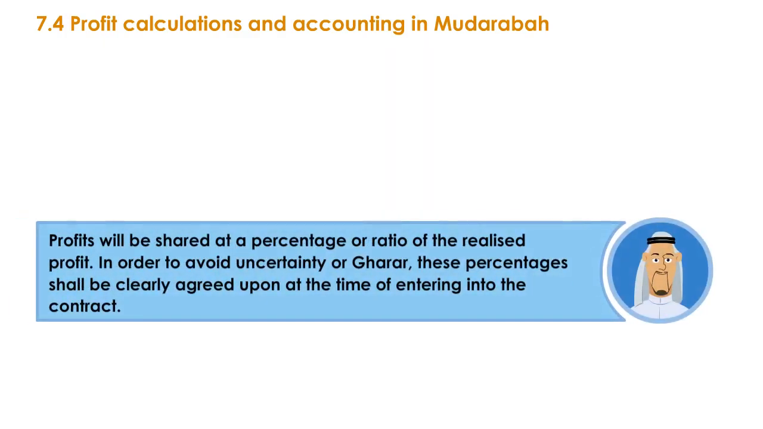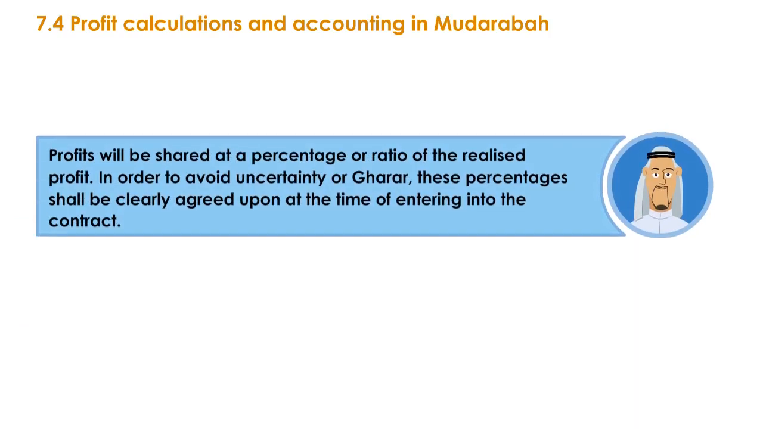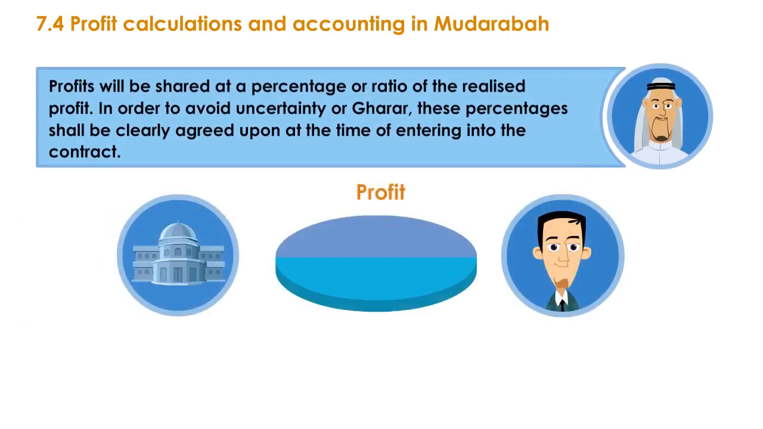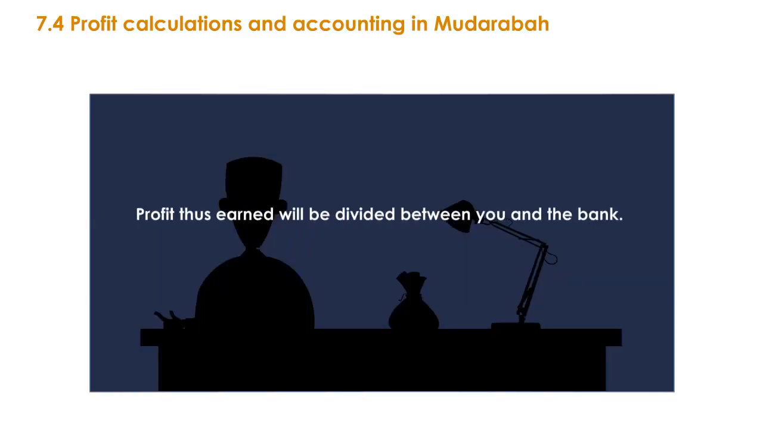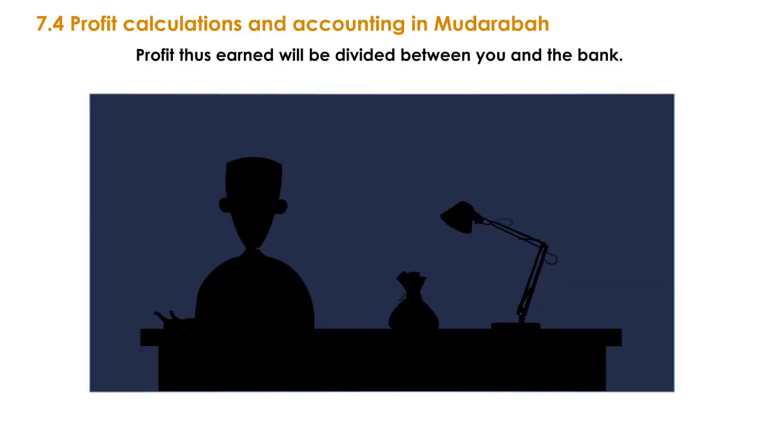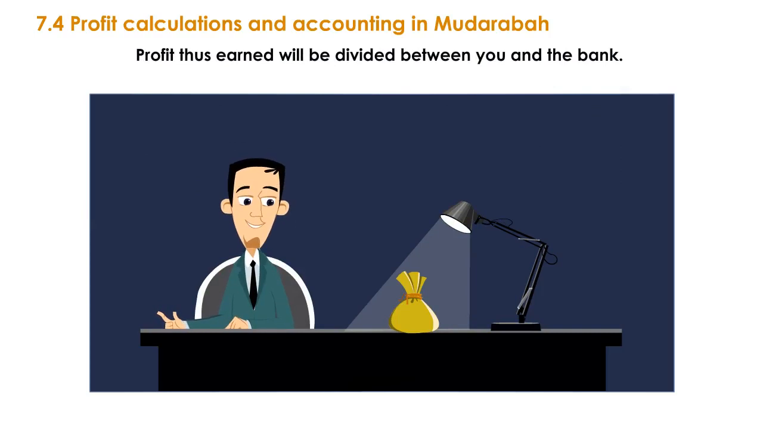Profits will be shared at a percentage or ratio of the realized profit. In order to avoid uncertainty or gharar, these percentages shall be clearly agreed upon at the time of entering into the contract. In any case, we cannot specify an X amount as profit for either of us. Profit thus earned will be divided between you and the bank.